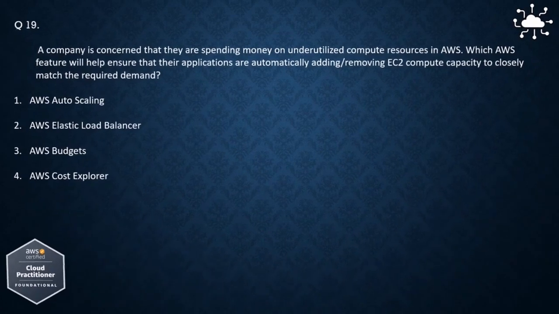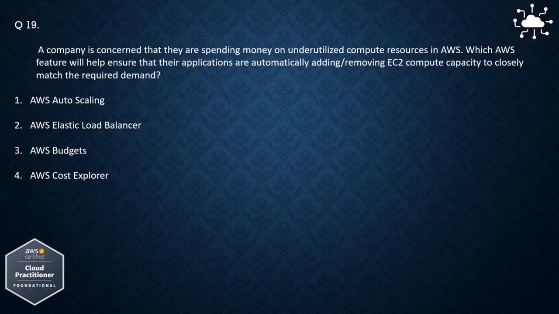Question number 19. A company is concerned that they are spending money on underutilized compute resources in AWS. Which AWS feature will help ensure that their applications are automatically adding/removing EC2 compute capacity to closely match the required demand? 1. AWS Autoscaling. 2. AWS Elastic Load Balancer. 3. AWS Budgets. 4. AWS Cost Explorer. The answer is AWS Autoscaling.